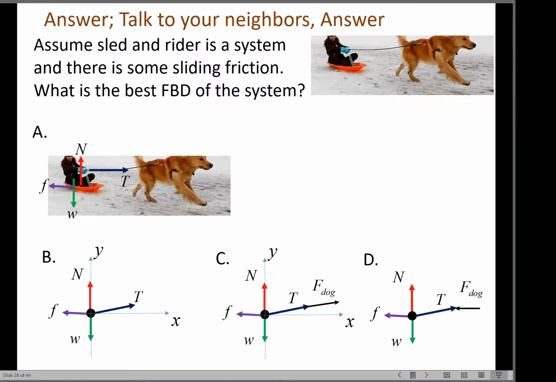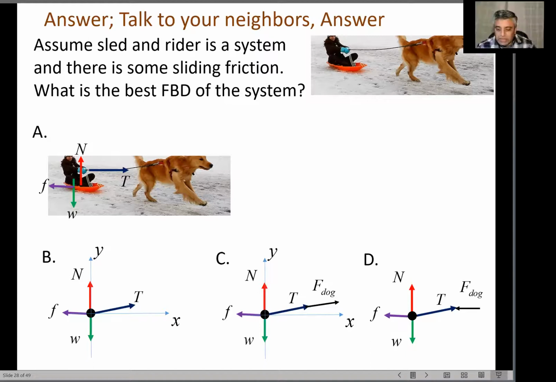I don't think it's C or D because the dog isn't part of the system, so we shouldn't count the friction that's acting on the dog, I guess. So D is not pulling the system. The dog is pulling the rope. Is that what you are trying to say? I was thinking that the friction of the dog shouldn't be included in the free body diagram because it's not part of the system, just the sled and the kid.